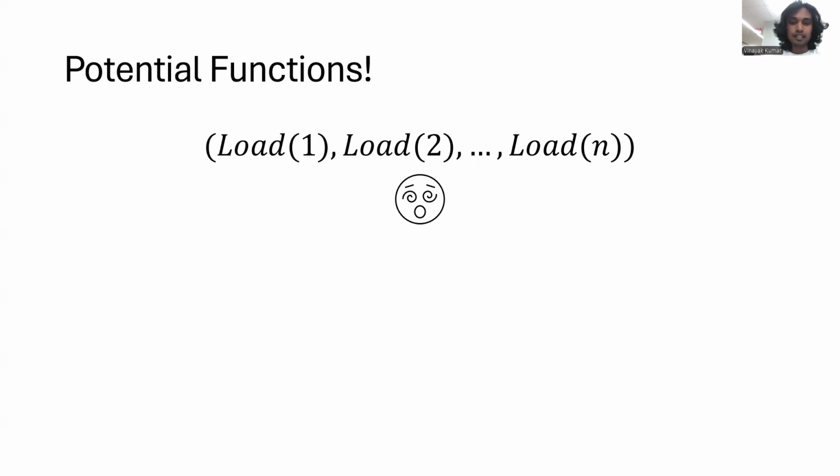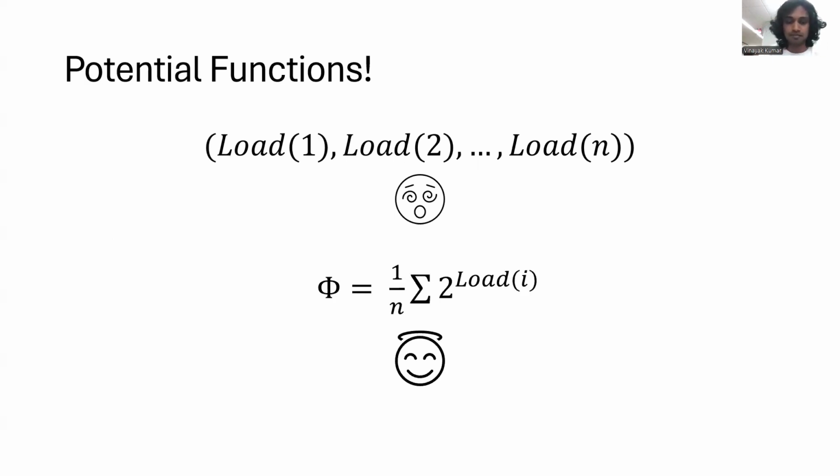What we do instead is focus on just one real number that measures how imbalanced our allocation is. For example, we can consider the following softmax function. It's the average of the exponentials of the loads of the bins. The idea is that if one load is large, this quantity is going to be dominated by that term in the sum, and so this value will spike. If all the loads are small, then this quantity will remain small as well.